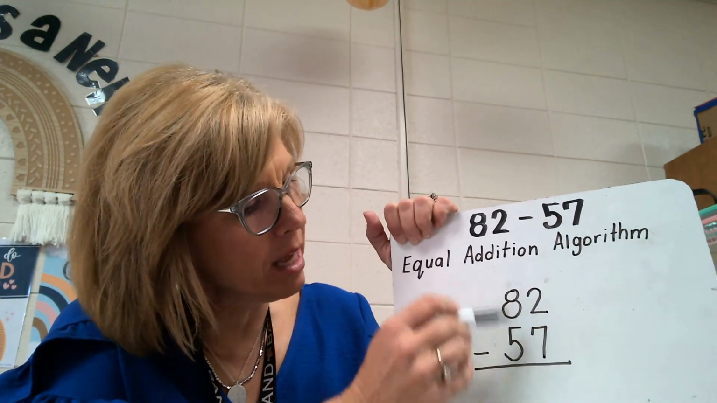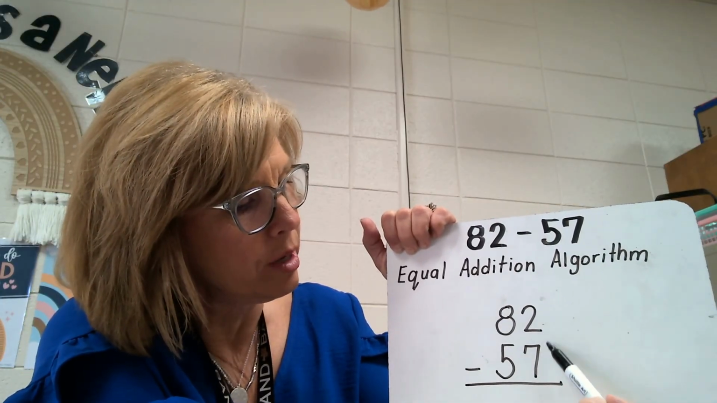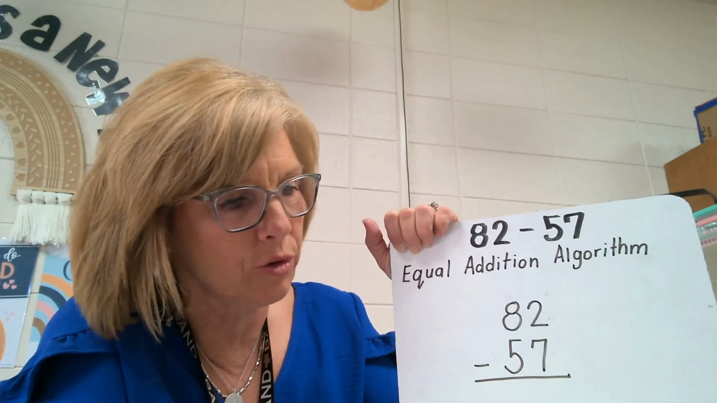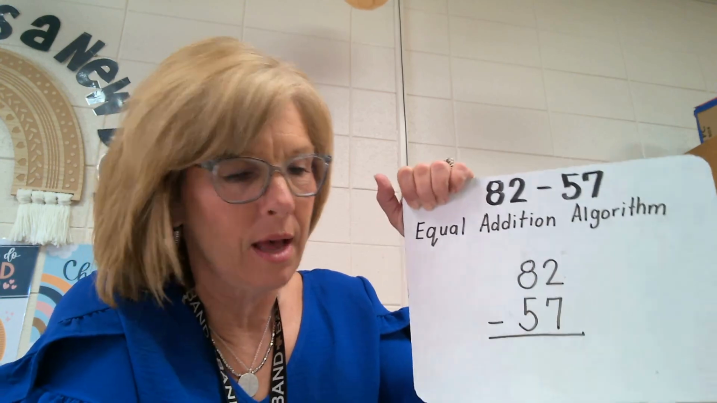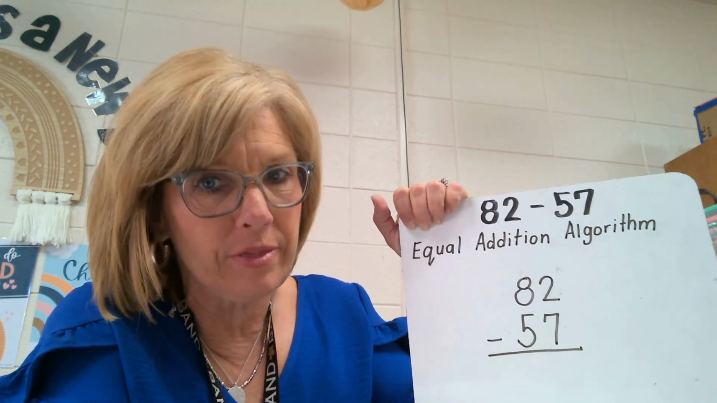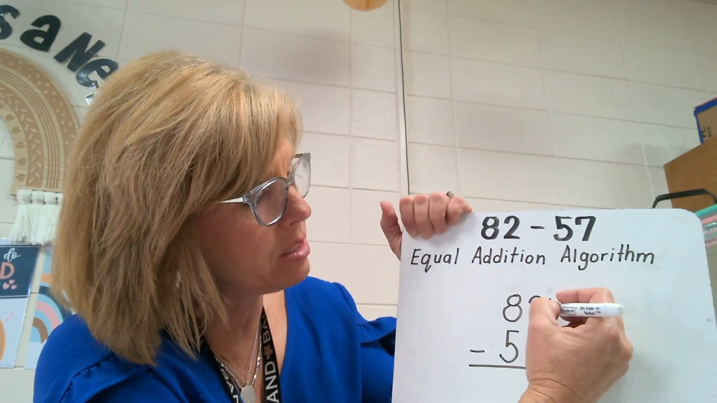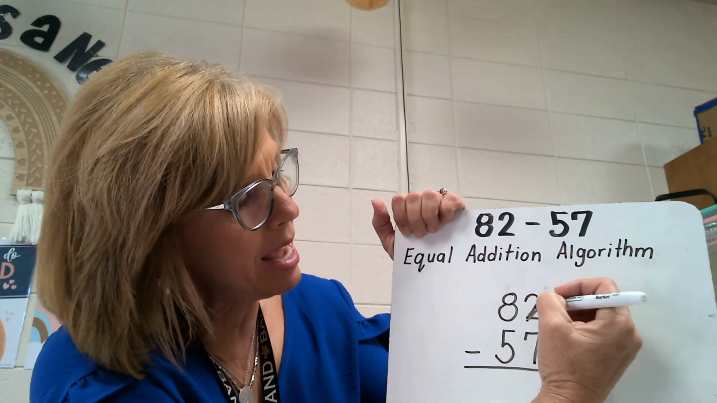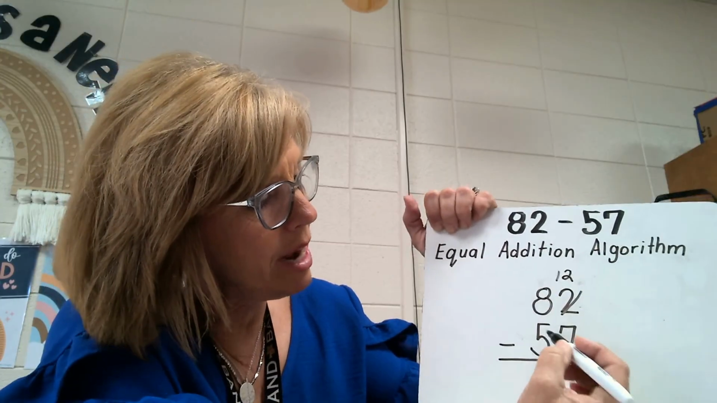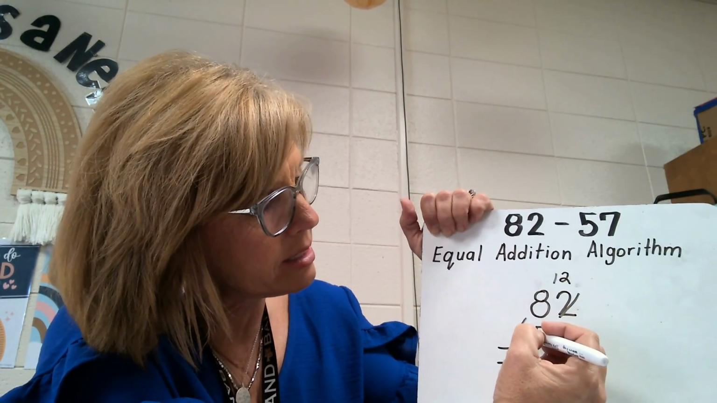If you set this up, stacking our digits, we notice that in the ones column, the 2 is smaller than the 7. Now, before students are able to learn regrouping and borrowing, we might just add the same number. In this instance, we're going to add a 10. So if I add a 10 to both numbers, I would add it here in the ones place and make this a 12. And then I would add 10 to this number and make this a 6.